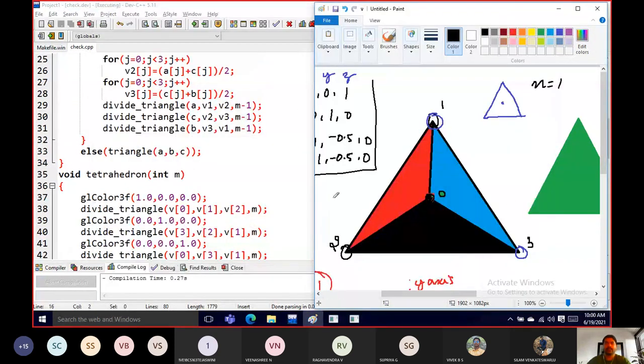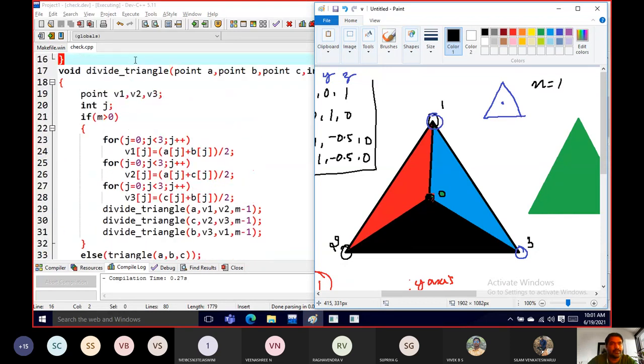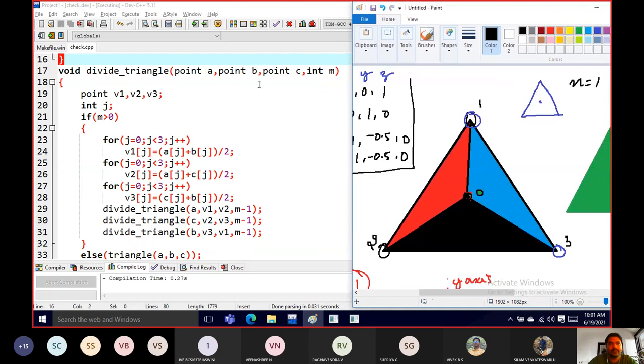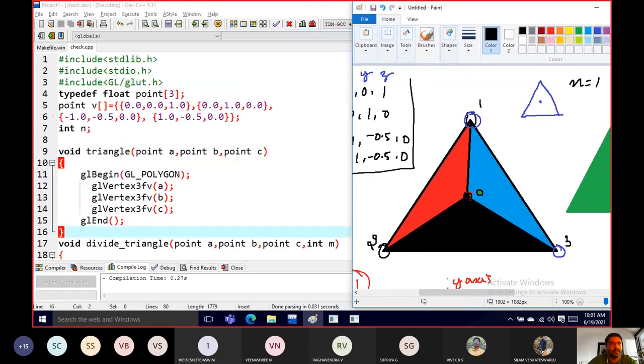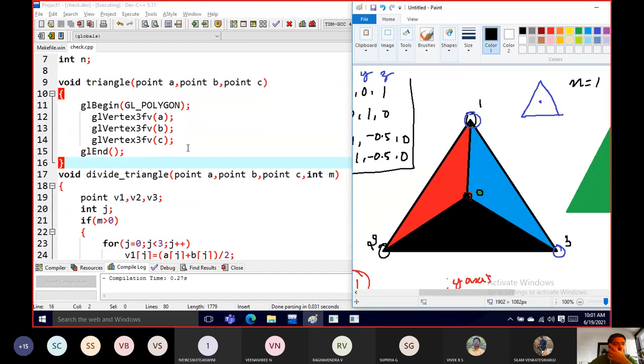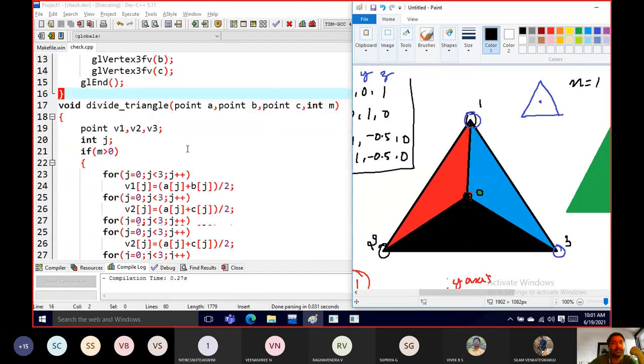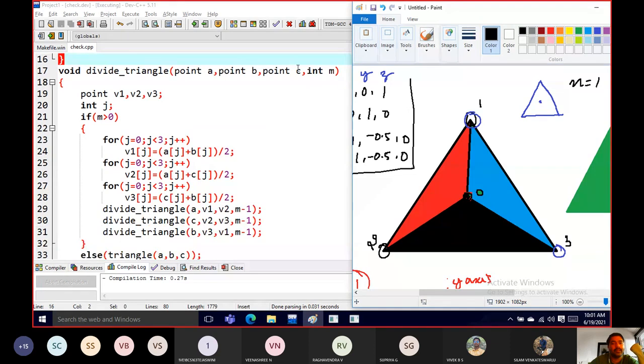All right. Once I send these 0, 1, 2 values to divide triangle, come to divide triangle. Divide triangle is accepting 3 values: point A, point B, point C. What is a point? Point itself is an array, so it is an array of arrays basically. So point of A, B, C.